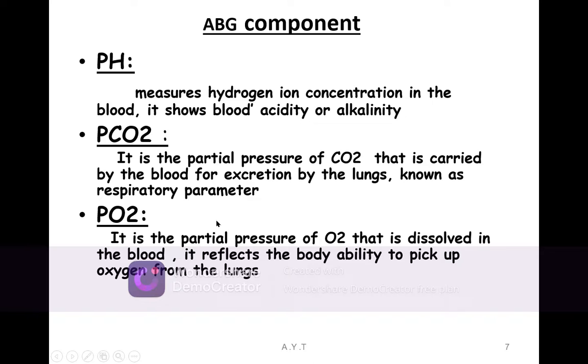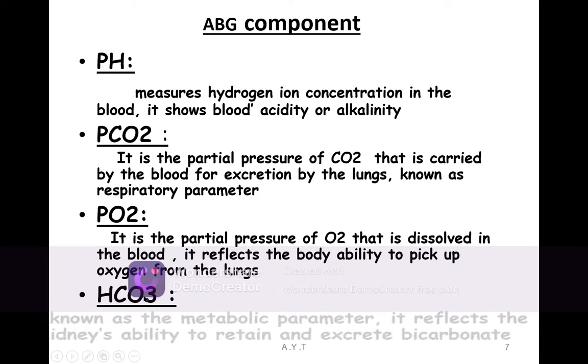SpO2 is measured by the pulse oximeter. It is the indirect version. Here you have to go for the partial pressure of oxygen from the arterial blood. There are other components of the oxygen levels you can measure, but it is not important here. In this ABG, the component is PO2.